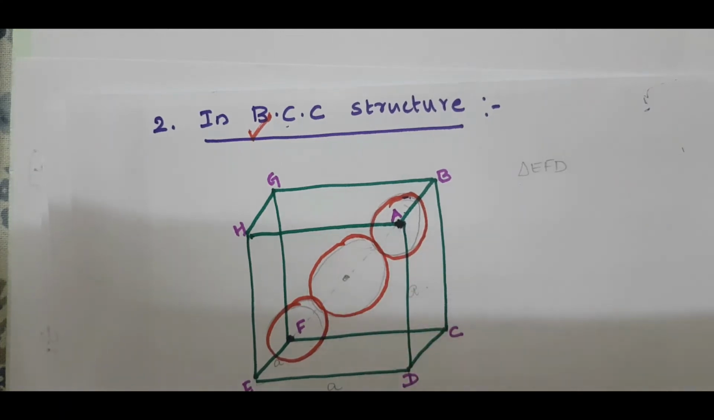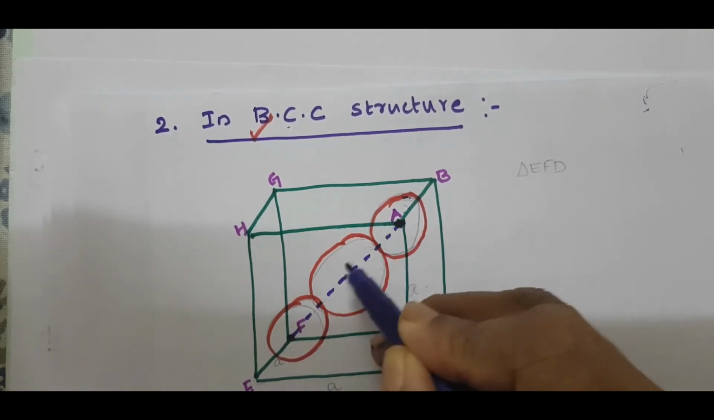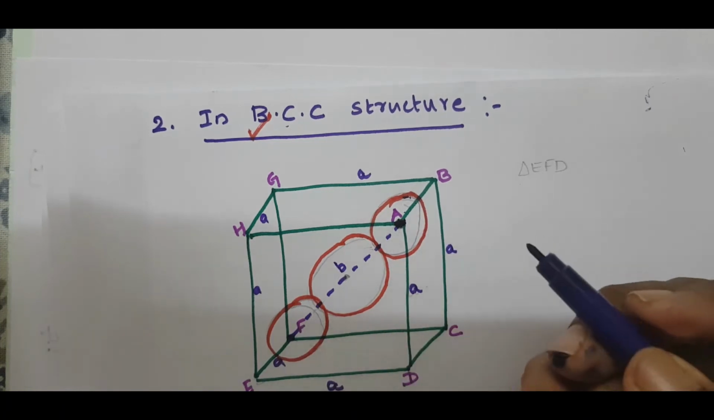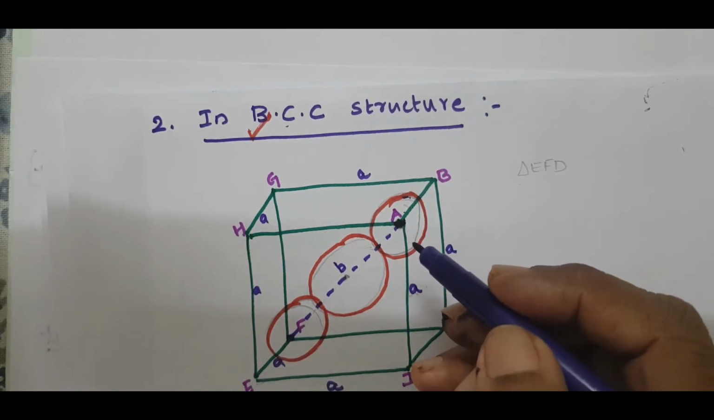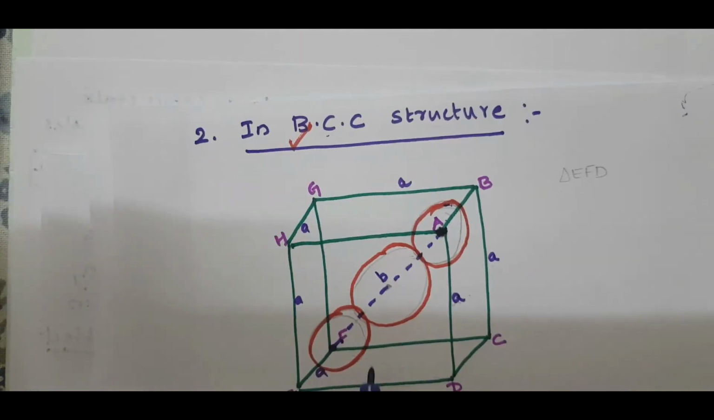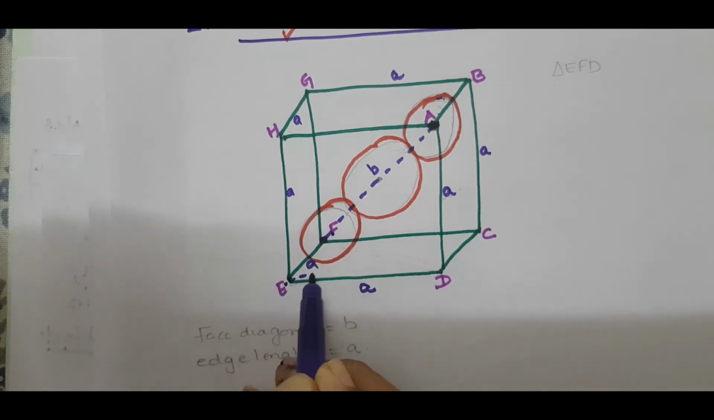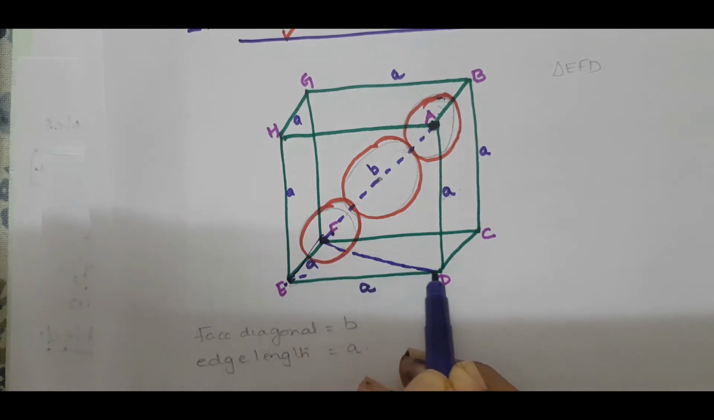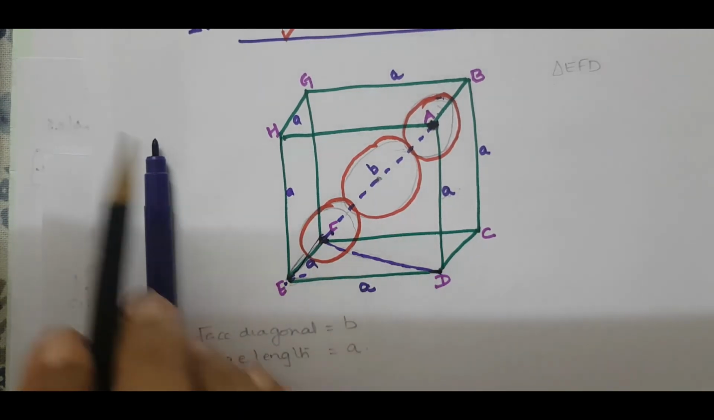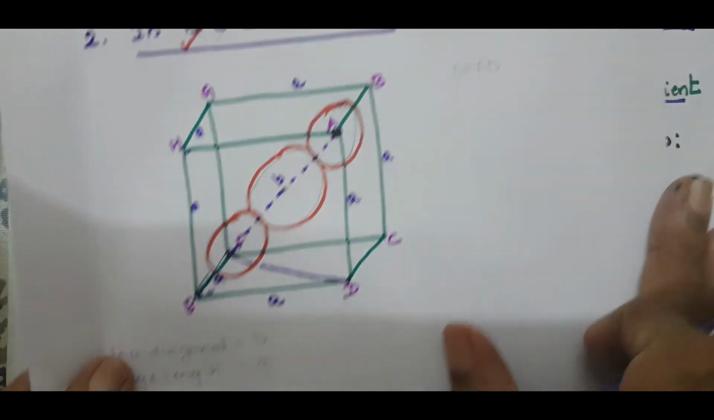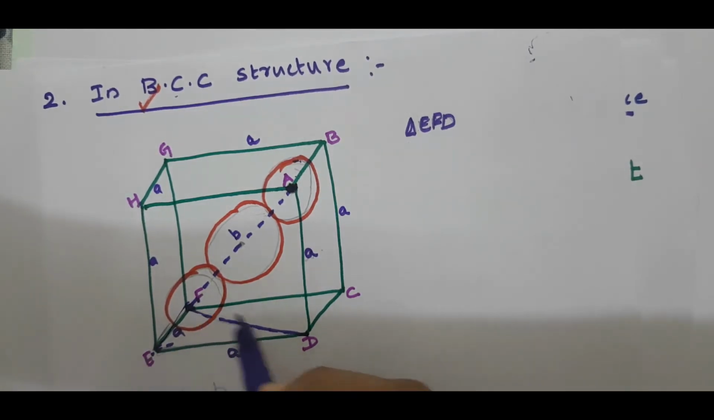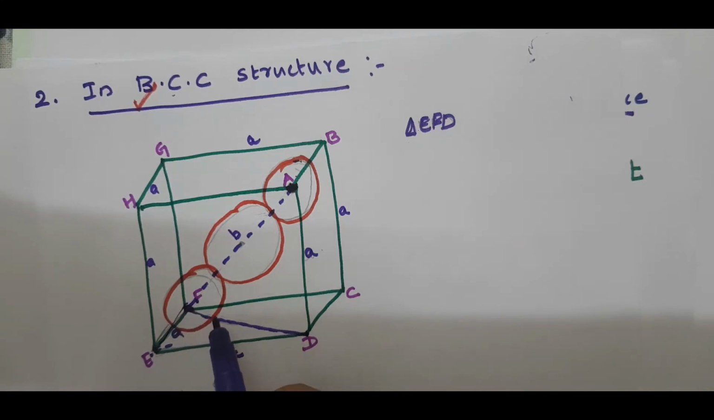Now I am taking the face diagonal AF. So AF will be B and all other edge lengths will be A. Now I am taking the triangle E, F and D. In triangle EFD, I can write B square. What is B square?